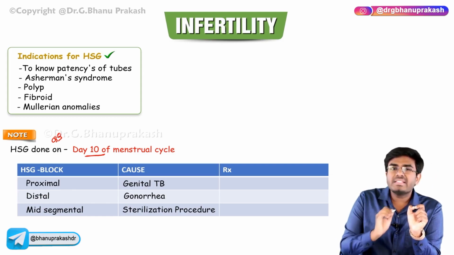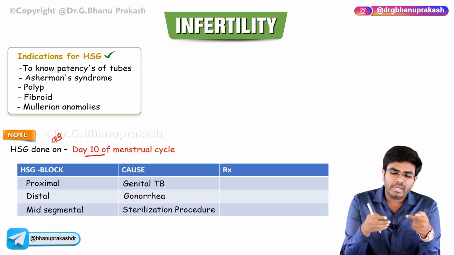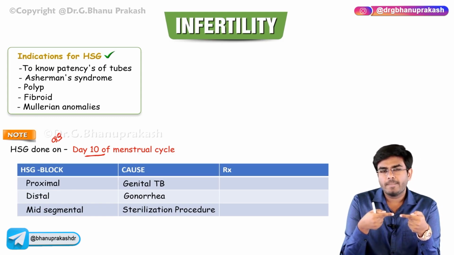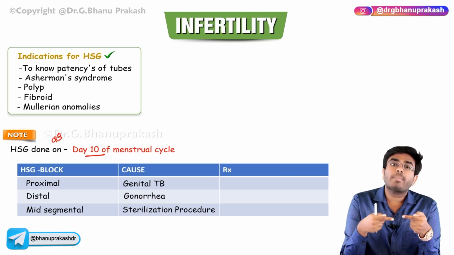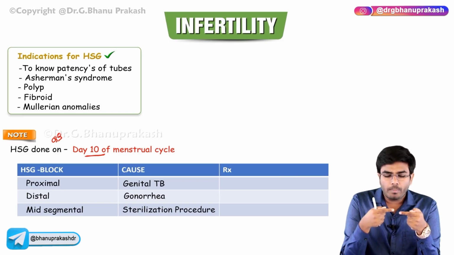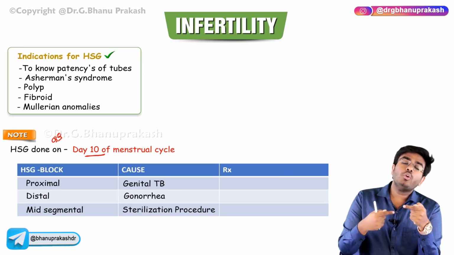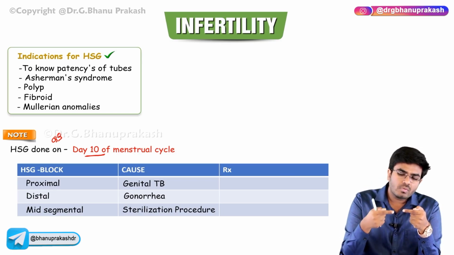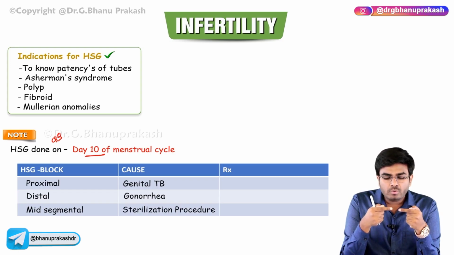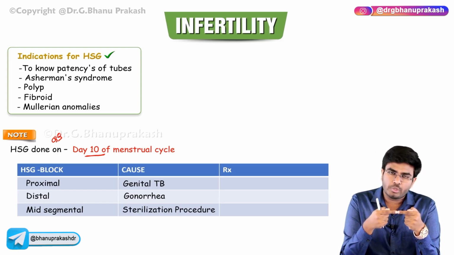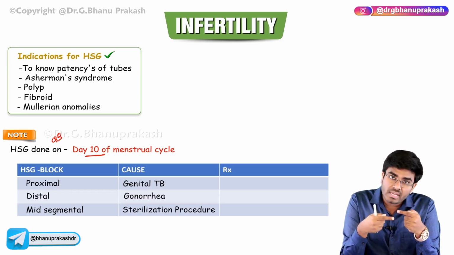But what about the mid-segmental block? If it's a mid-segmental block, that's because of the tubectomy procedure. Now she wants to get a pregnancy again. Now because of this sterilization procedure, she became infertile. She wants to become pregnant again. So what needs to be done? We have to do the re-anastomosis of the fallopian tube. We have to do the reversal of the surgery.